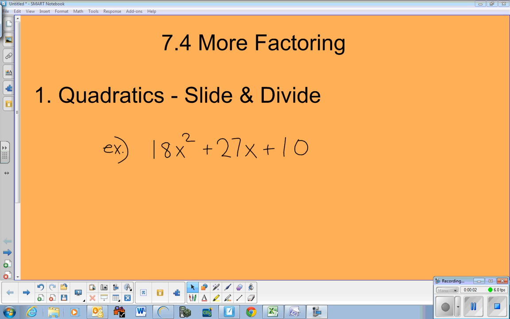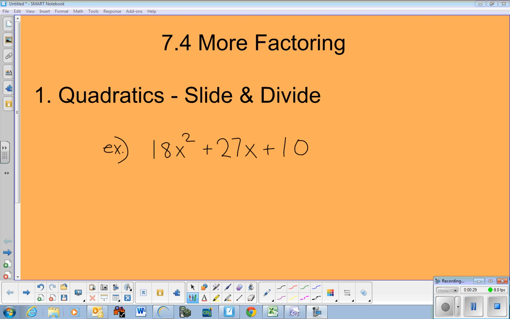All right, ladies and gentlemen, this video is going to be about more ways to factor and factoring some more complex expressions. And remember, to factor is just to unmultiply, to break it down into its multiplication parts. This first example is just another way to factor quadratics. If you've been able to factor quadratics like this, we did this in our quadratics unit.